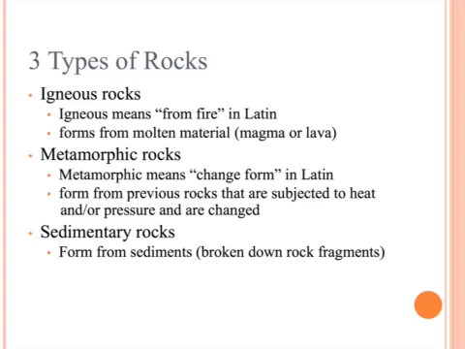Metamorphic rocks come from rocks that have been changed due to pressure and or temperature changes. Meta and morph are two root words that mean change and form. The last type of rock is a sedimentary rock. These form from sediments, which are broken down rock fragments, and these are pushed together by compaction or cementation.